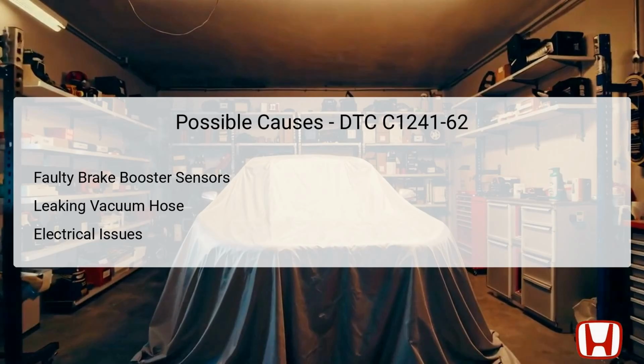These sensors may fail due to manufacturing defects, wear, or exposure to extreme temperatures, affecting their ability to provide accurate pressure readings. Another potential cause is a leaking brake booster vacuum hose, which can influence sensor readings by allowing air to enter the system. Consequently, the vacuum levels would not be accurately reported. Electrical issues, such as damaged wiring or poor connections between the sensors and the control unit, may also lead to improper sensor readings. Each of these factors can independently or collectively contribute to triggering the DTC, necessitating careful inspection and testing.